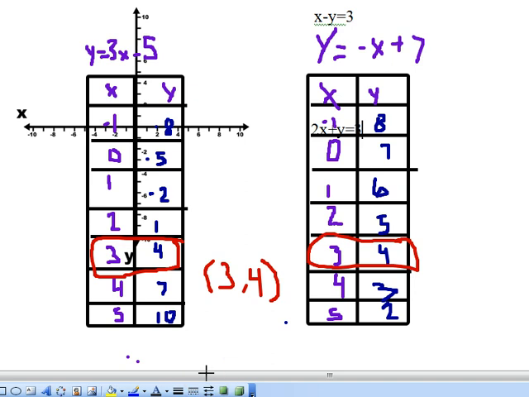Alright, and then on page 448 it also has an activity of using your graphing calculator to solve a system of equations. And so I want you guys to practice that on your graphing calculator now, and we'll talk more about that tomorrow in class.